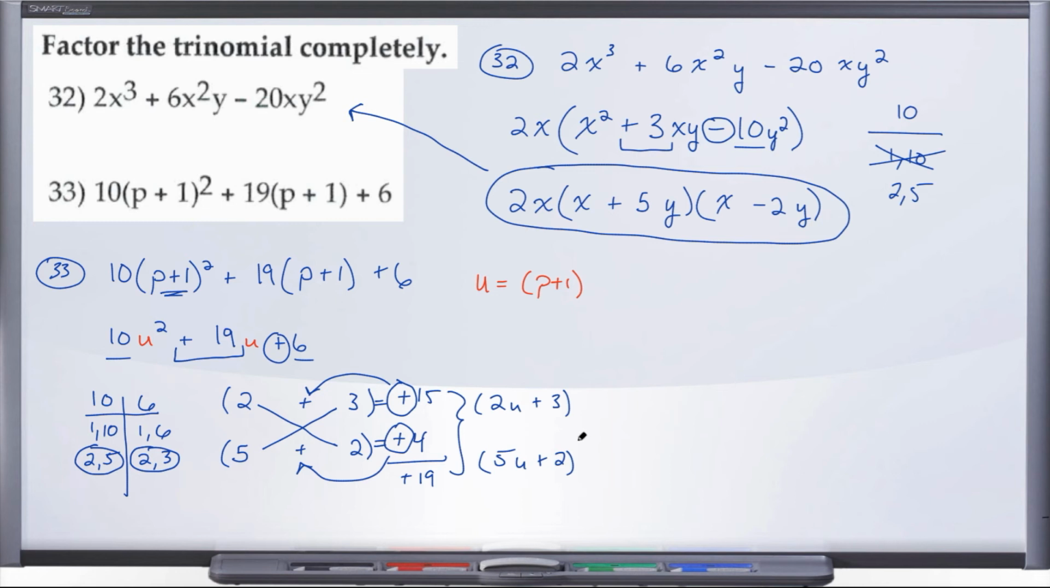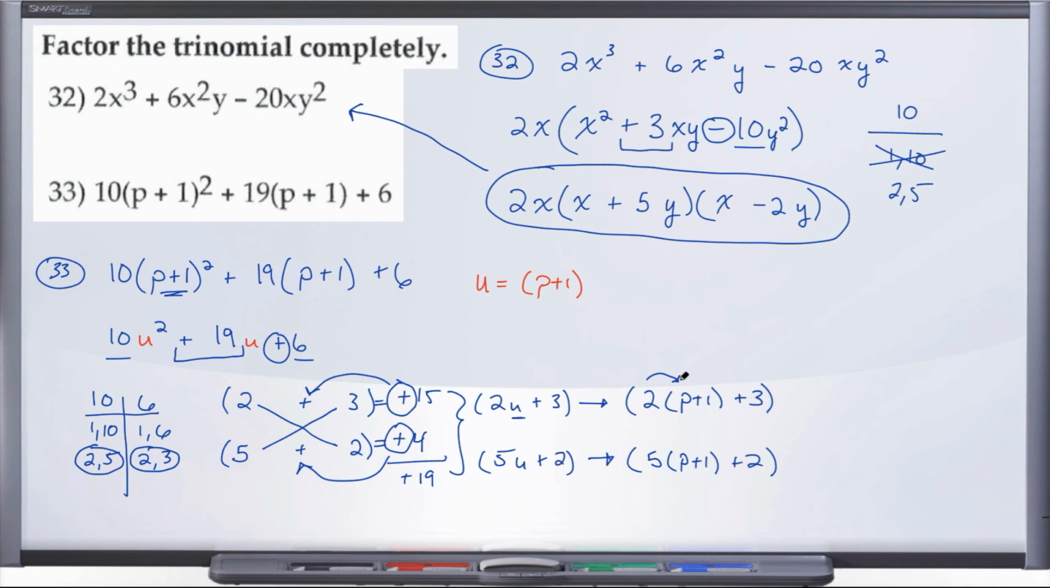And you might be tempted to say, all right, there I am, I'm done, 2u plus 3, 5u plus 2, but you have to remember, what did u represent? We said u represents p plus 1. So we have to go back now and substitute the p plus 1 in for u in our factors. So really we're going to have 2. Now substitute p plus 1 in for this u. So p plus 1 and now plus 3. And here we're going to have now 5. Substitute p plus 1 back in. P plus 1 plus 2, and then go ahead now and simplify this.